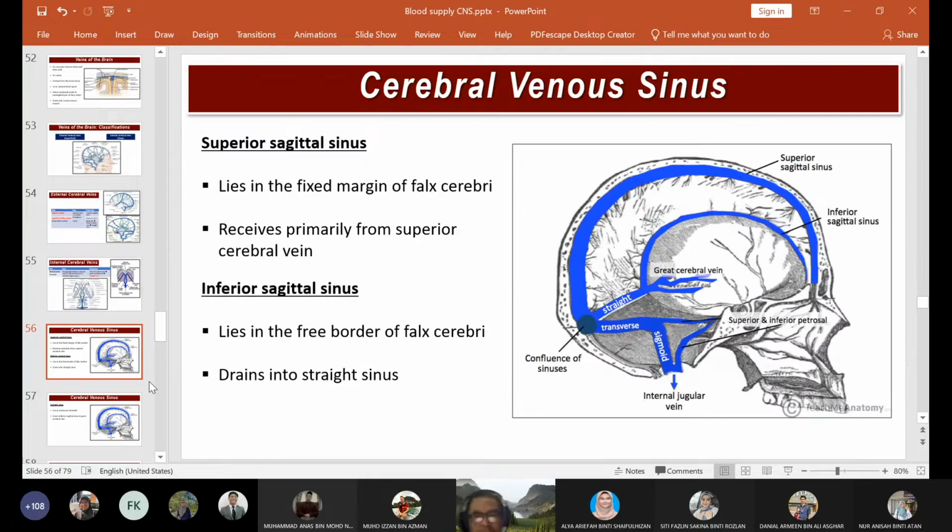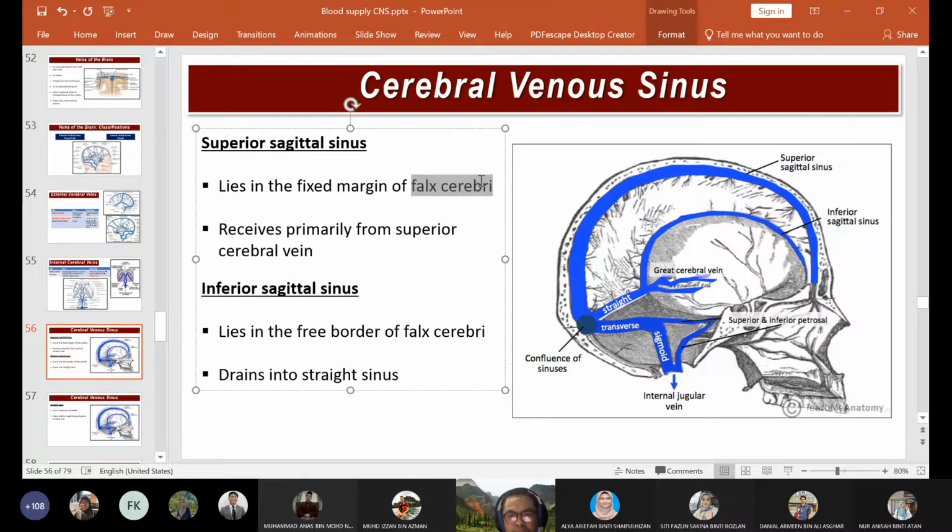Okay, now you go through sinus one by one. Okay, you've learned this before. Superior sagittal sinus, yang atas sekali. Okay, it lies in the fixed margin of your falx cerebri. Dah ajar dah itu meninges. Okay, receives primarily from the superior cerebral vein. Tadi ada kan? Okay, so and then it goes from here to the back.